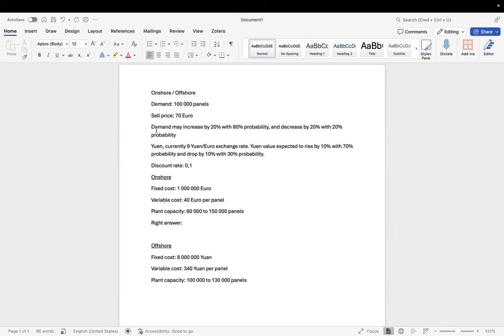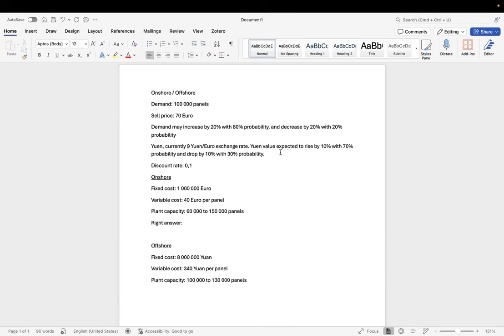It stated that demand may increase by 20% with an 80% probability, and then decrease by 20% with a 20% probability. We also have for our onshore, we are going to produce in Europe, and offshore, we're going to produce in China. And then we get a value. We both have euros, and then we have Chinese yen. We are told that currently the exchange rate for the euro to yen is 9 yen equals 1 euro.